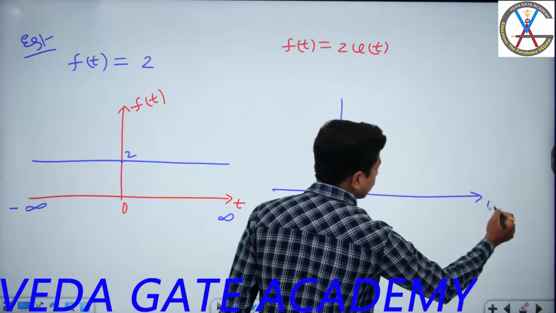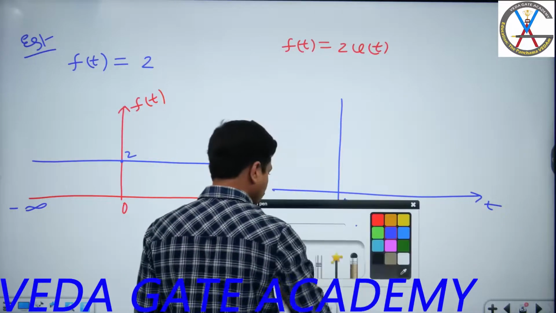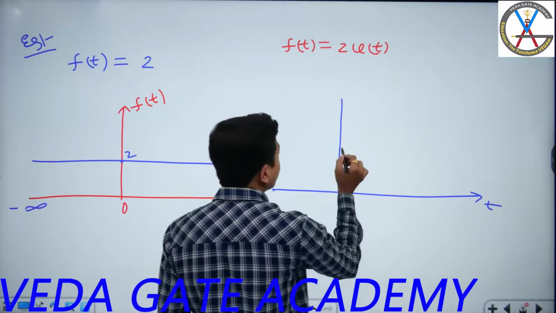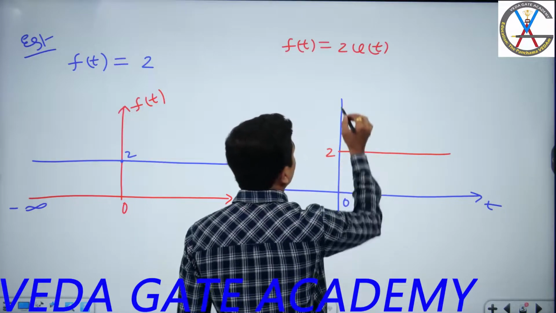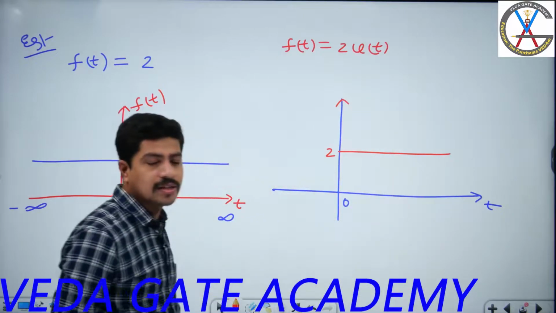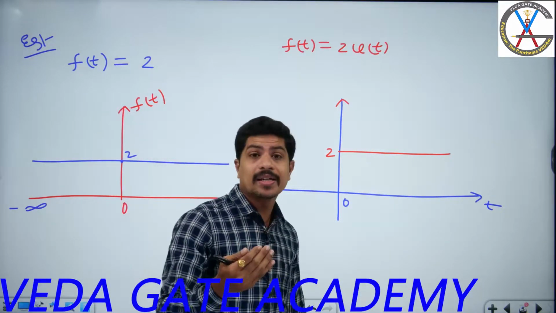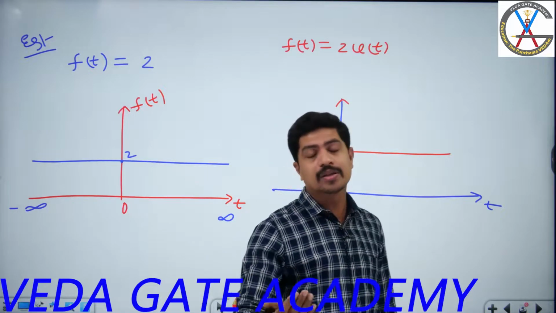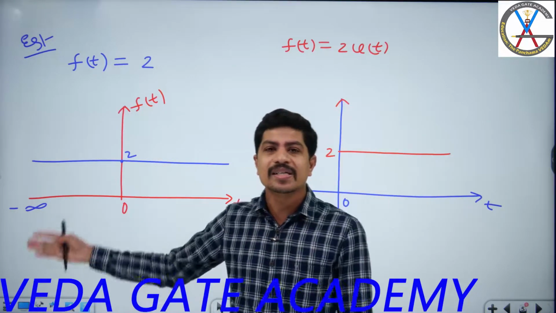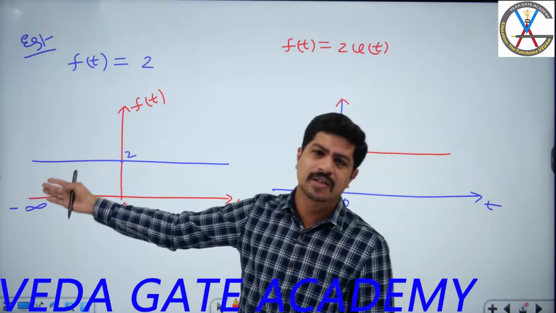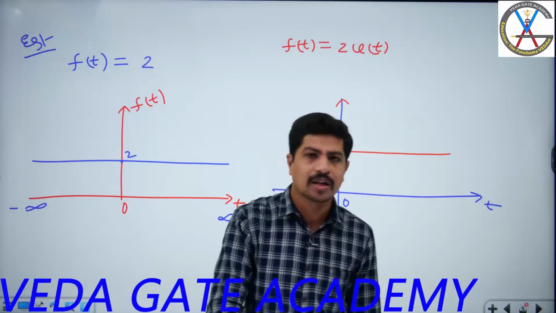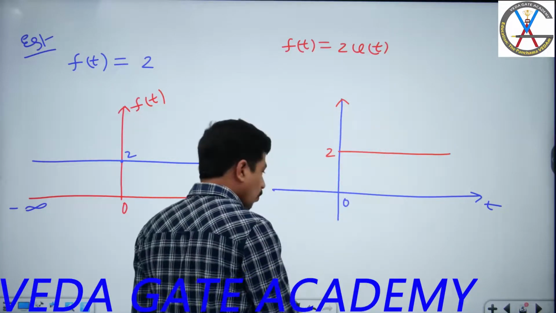This is t. This is 0. Now, this will be the step signal. A step is a signal which exists only for t greater than 0. A DC signal is a signal which exists from minus infinity to plus infinity. Always it exists.